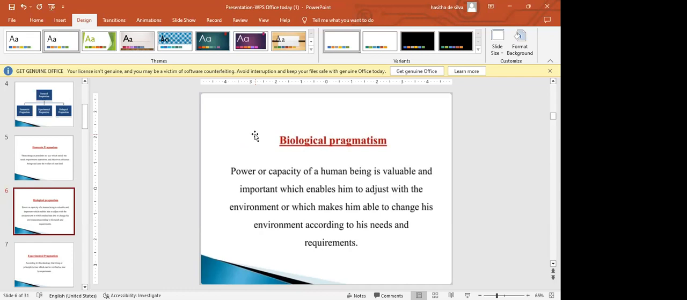Biological pragmatism is an approach that combines the biological perspectives with the practical principles of pragmatism. It seeks to integrate biological knowledge and understanding with the practical application and outcomes of beliefs and actions.